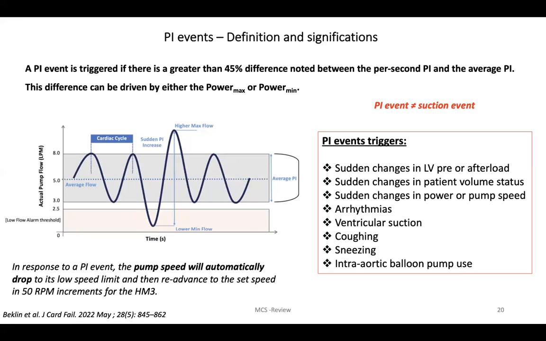I think it's really important to know what triggers a PI event. Usually it's a reflection of sudden changes in LV preload or afterload. So you can have sudden changes in patient volume status, in power or pump speed. You can have arrhythmias, ventricular suction, coughing, sneezing, or an intra-aortic balloon pump. All of those elements can trigger a PI event.